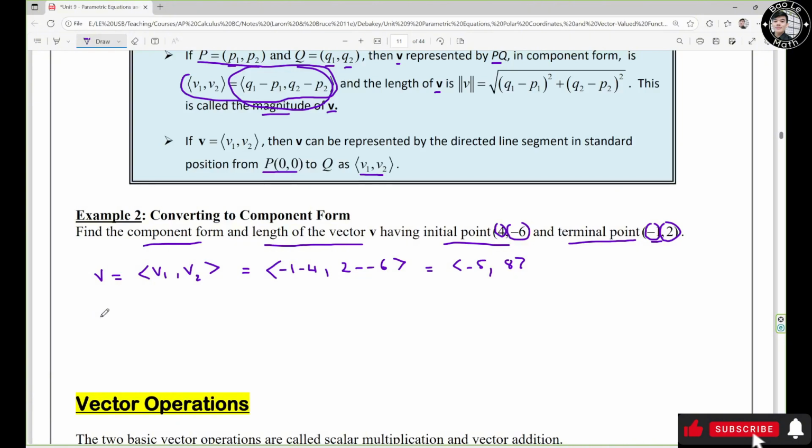Now, to find the magnitude of this one, which means the length, it's going to be the square root of this one right here, squared, plus this guy right here, squared. Alright, so the answer is the square root of 89.